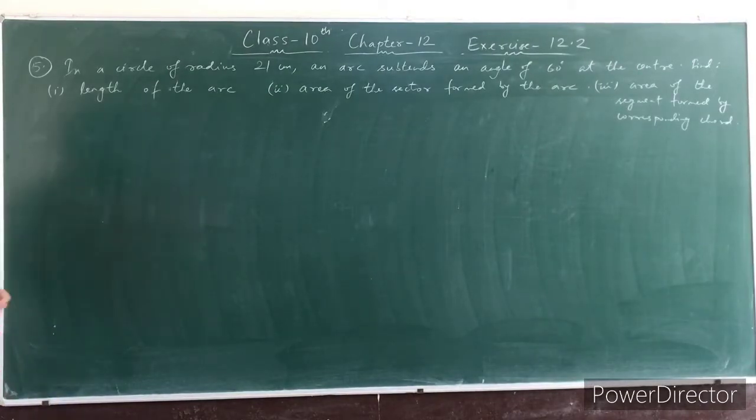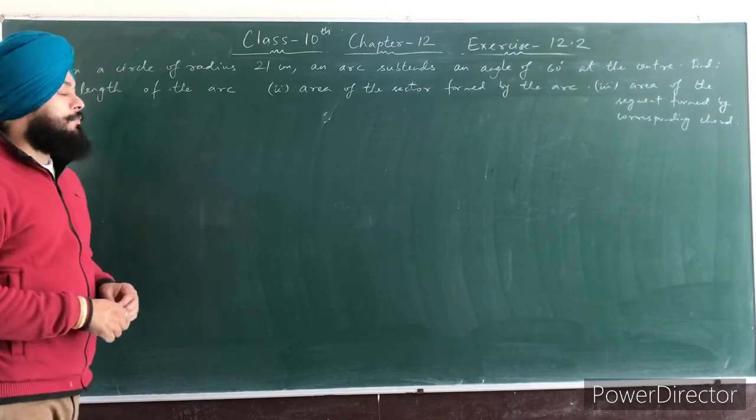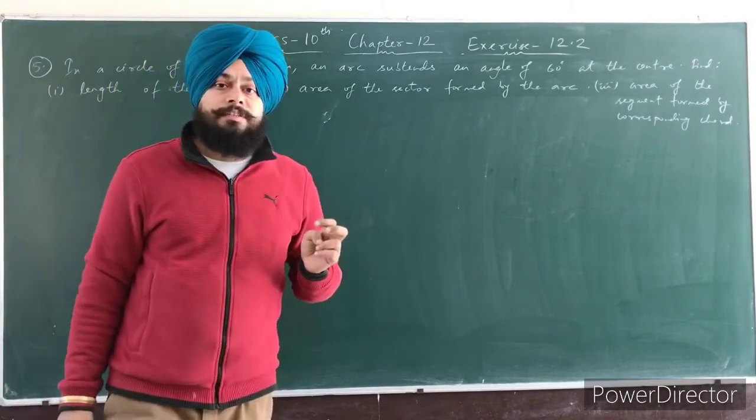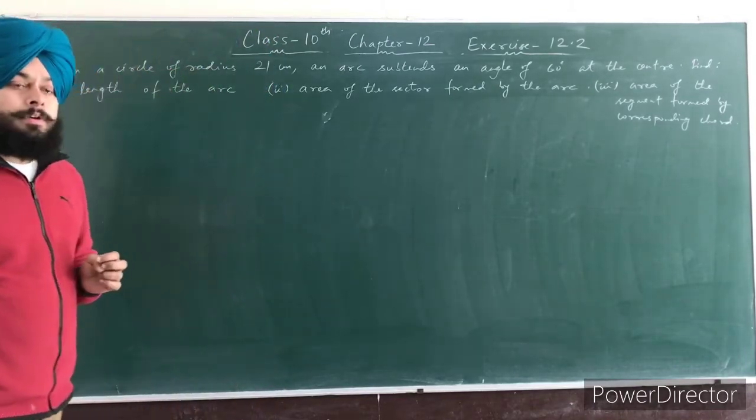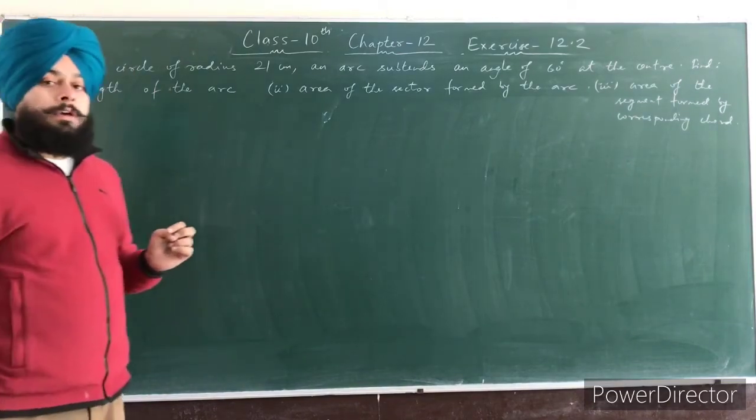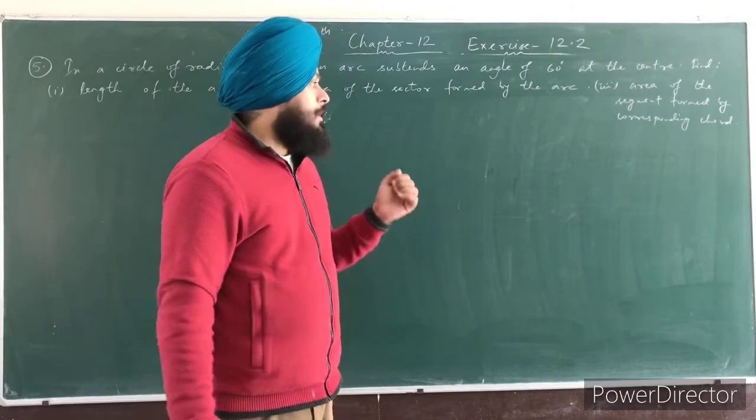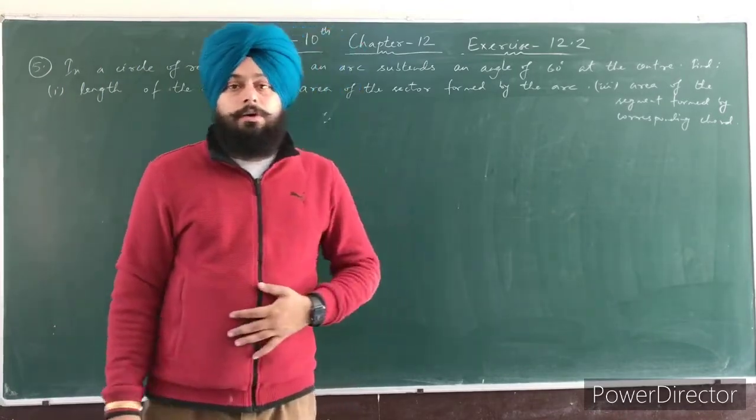Next, this is your question number 5. In a circle of radius 21 cm, an arc subtends an angle of 60 degrees at the center. Find the length of the arc, the area of the sector formed by the arc, and the area of the segment formed by the corresponding chord.